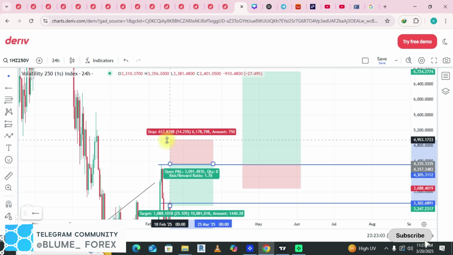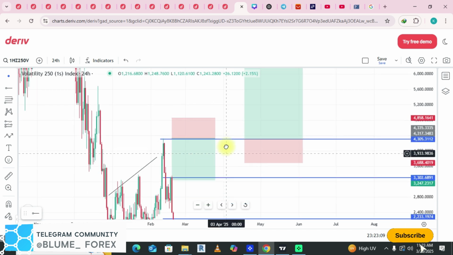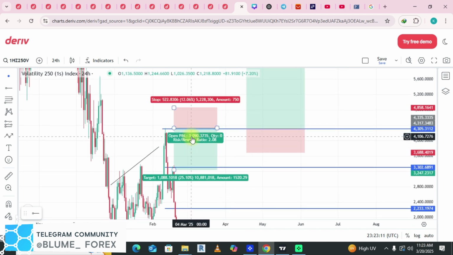So the red indicates what? Against your analysis, stop loss. And the green indicates what? In line with your analysis, take profit. It's very, very understandable, very easy.